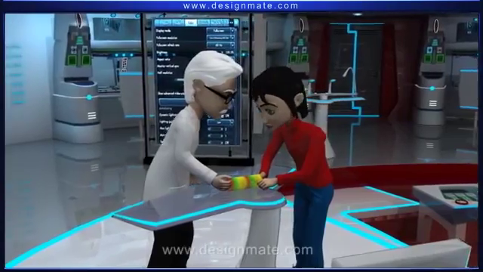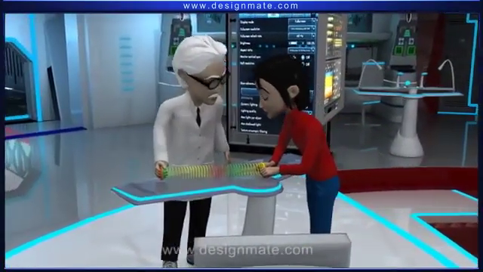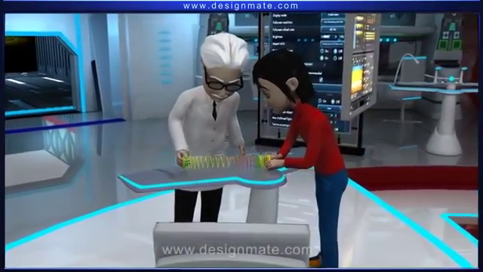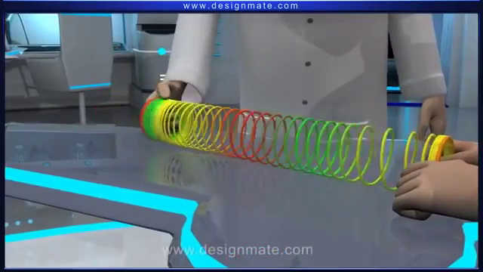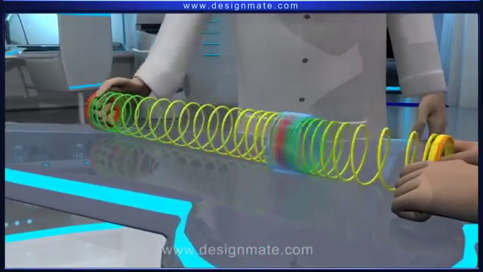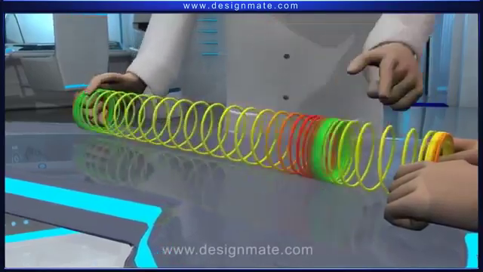Emily is holding one end of the slinky, while Dr. Zook is pulling its other end towards himself and then pushing it towards Emily. Watch closely and you will notice that some of the coils crowd close together and then slowly move farther apart.